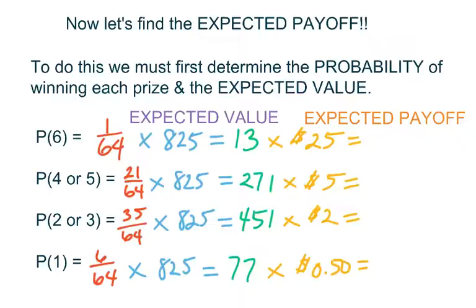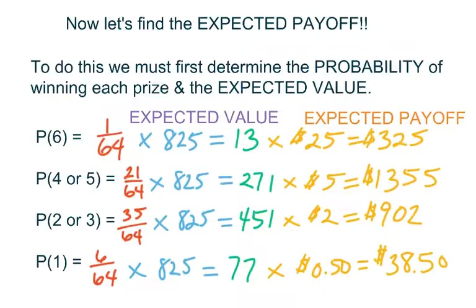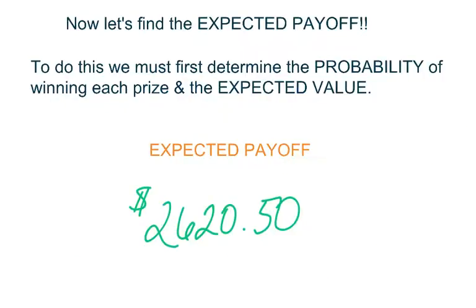271 times 5 is $1,355. 451 times 2 is $902. And 77 times 50 cents is $38.50. To find the expected payoff, we add these numbers up. And when you add those 4 numbers, you're going to get $2,620.50.